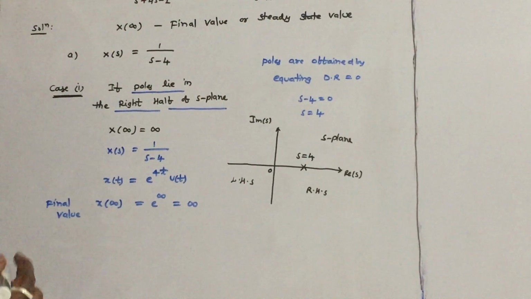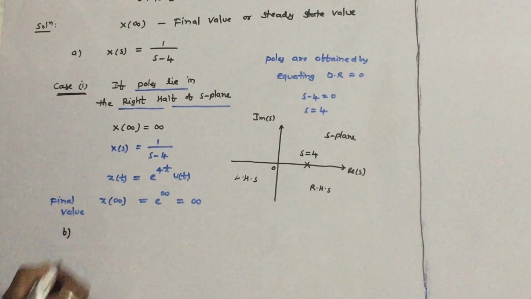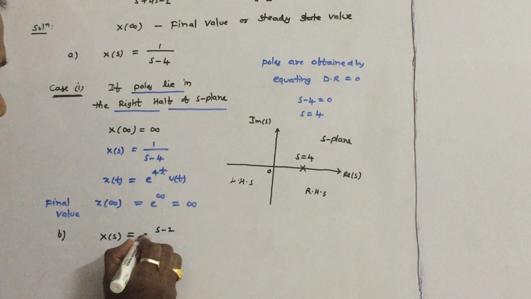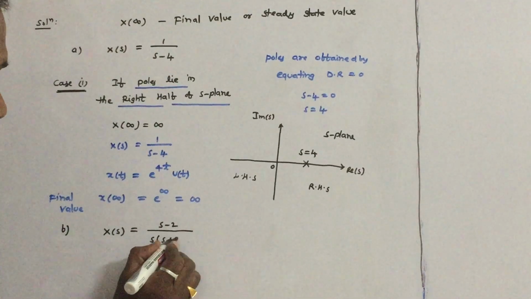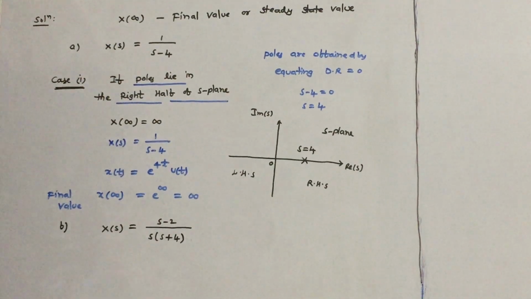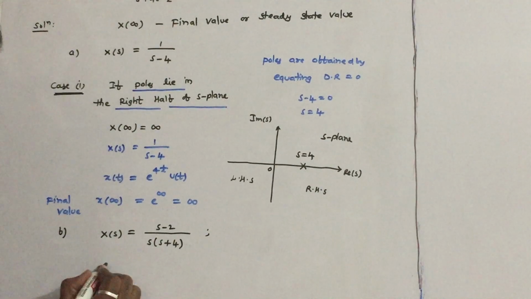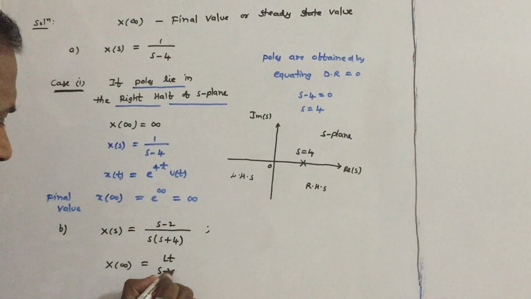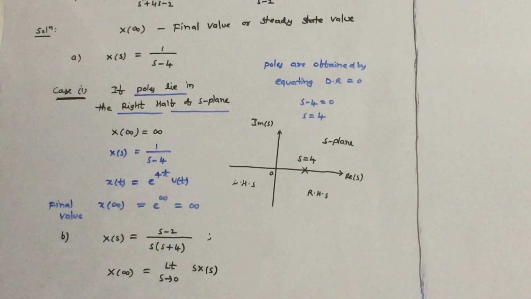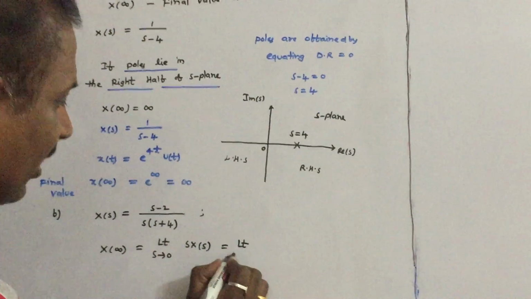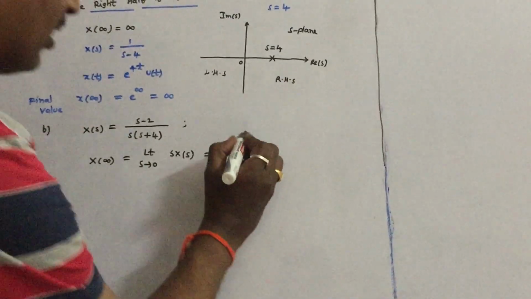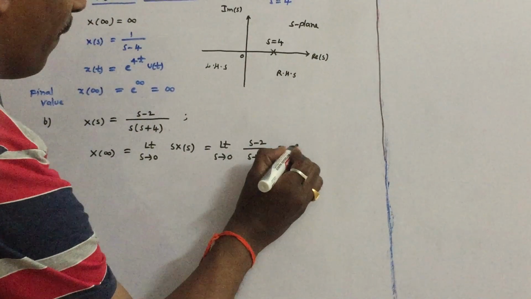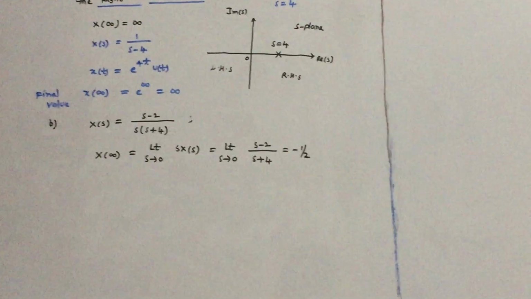Let us see the next question, B. What is given? X of s is equal to s minus 2 by s into s plus 4. This is a straightforward question, so you can apply the formula directly. The final value x of infinity is equal to limit s tends to 0 of s into x of s. If you multiply with s, it becomes s minus 2 by s plus 4, which becomes minus 1 by 2. This is the answer for question B.